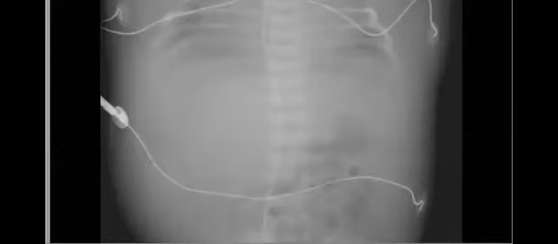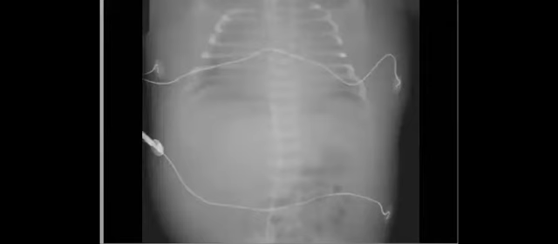Let's go to another case. This is a frontal radiograph of the chest and abdomen. How do we describe it?